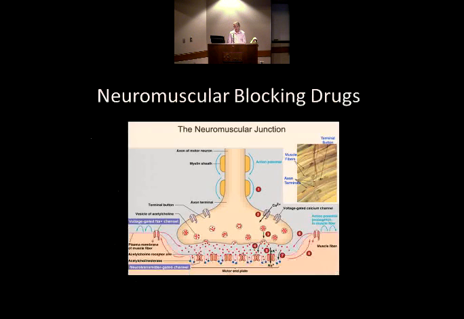All right, last big topic, y'all. Neuromuscular blocking drugs. The other thing that we get to do a lot in anesthesia is paralyze people. I thought a picture might help. There's a lot going on in what we call the neuromuscular junction. And the drugs, paralytics work right here in this area.